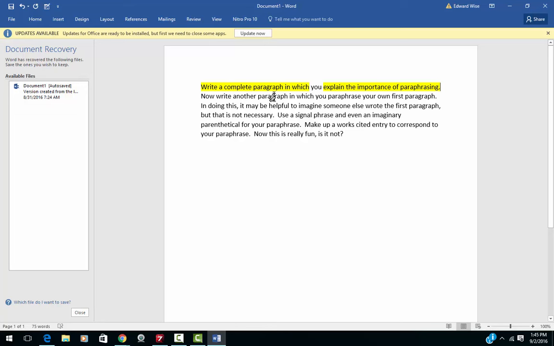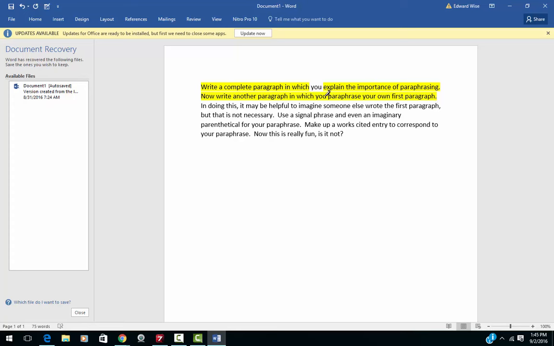Then it asks you to do a few other operations. This one can throw you a little bit, so that's why I did this preview. Write a paragraph in which you paraphrase that first paragraph. So you were first going to write a paragraph, so you've got two paragraphs: the paragraph where you explain the importance of paraphrasing, and then one in which you paraphrase your own first paragraph.